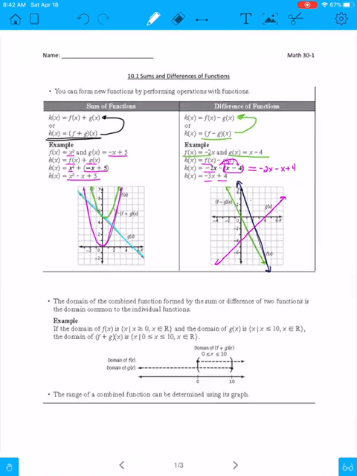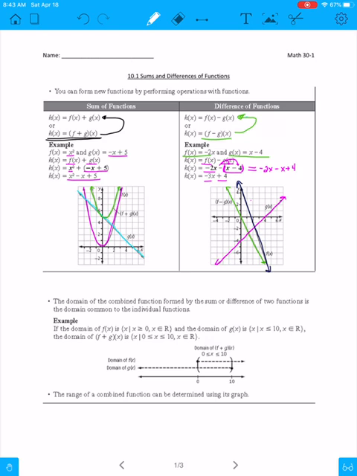Now, you can only add and subtract functions where both functions exist. So here it says the domain of the combined function formed by the sum or difference of two functions is the domain that's common to the individual functions. If you look at both of these examples, the f and the g in both, they both have domains of x in the real numbers. So the combined function is going to have a domain of x in the real numbers.